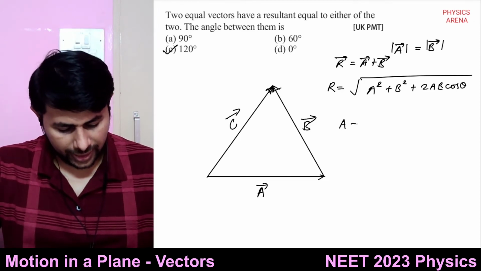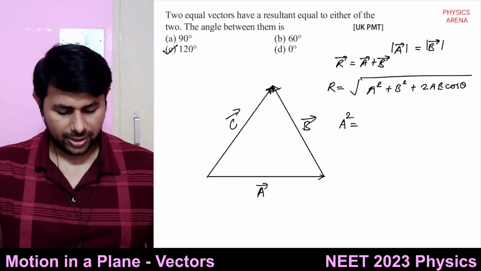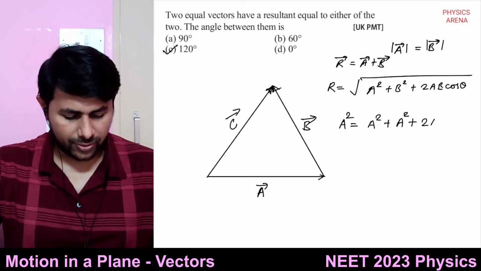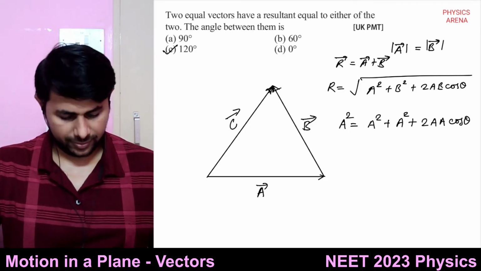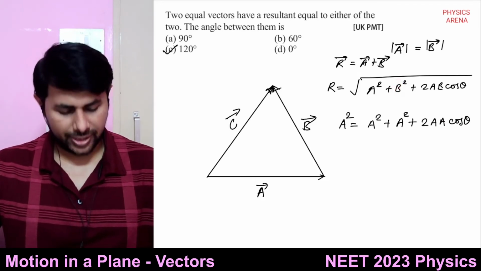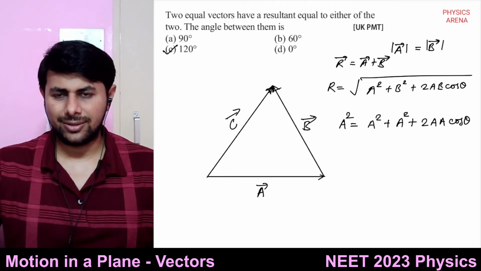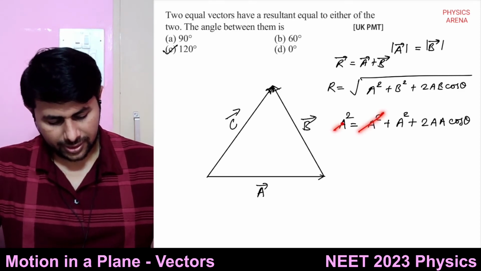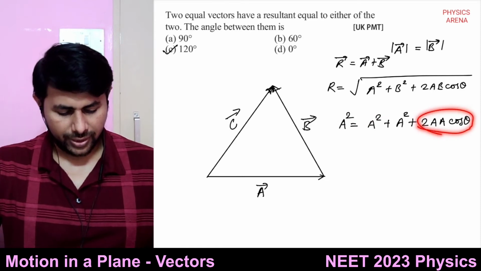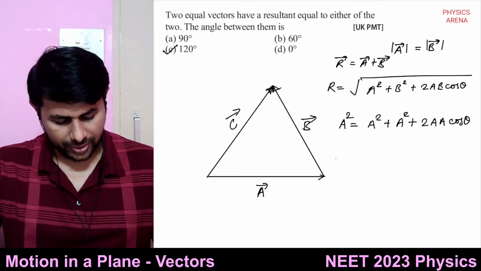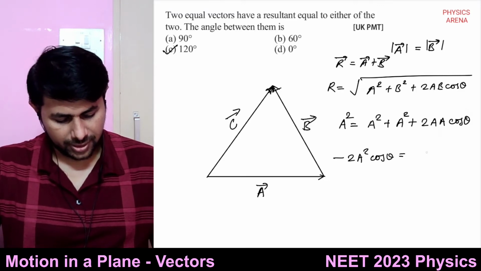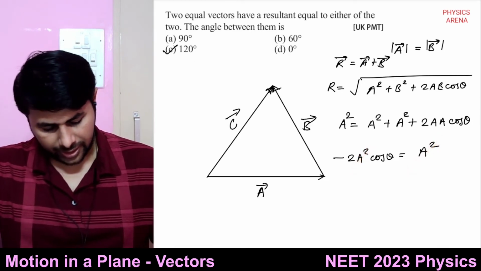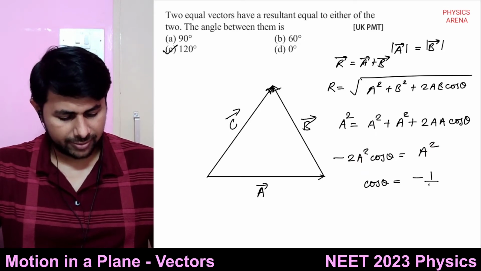Okay. So, A is equal to the square root of this thing, so I will square everything. A square is equal to A square plus 2 times A multiplied by A multiplied by cos theta, because B is equal to A. So I have substituted A in place of B. Right? Yes, sir. So this and this get cancelled. You can take 2 A square cos theta to the left hand side, and it will become negative. So minus 2 A square cos theta is equal to A square, and therefore A square and A square get cancelled out, and you get cos theta equals minus 1 by 2.